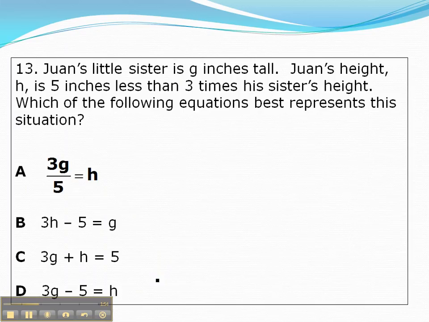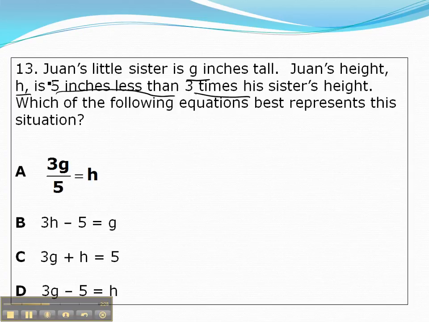Problem 13. Juan's little sister is g inches tall. Juan's height, h, is 5 inches less than 3 times his sister's height. Which of the following equations best represents this situation? Now, we did some of this in math class the other day. In fact, we did a problem almost exactly like this. If I were doing this problem on the test, I wouldn't focus on the answer choices. I would write my own equation and then look for the answer choice that matches my equation. So that's what I'm going to do.